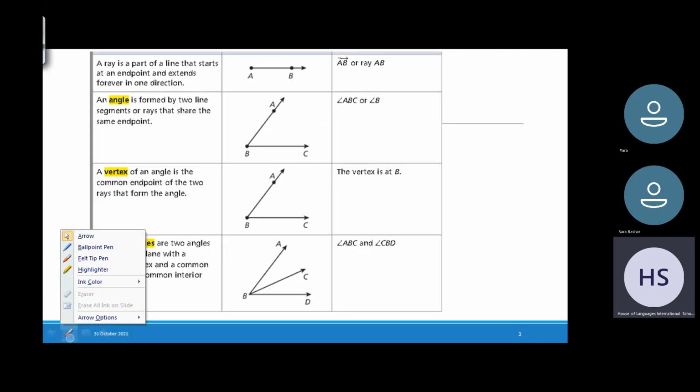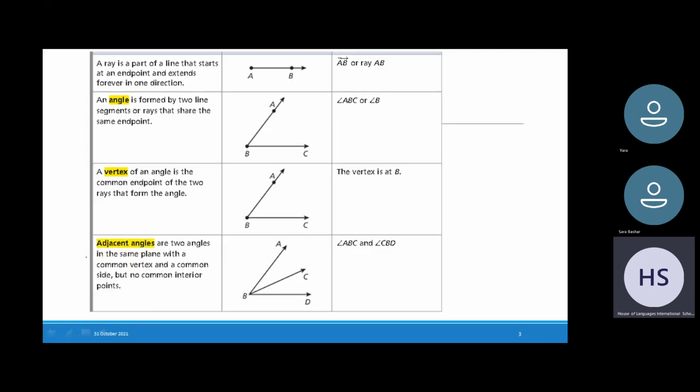But teacher, why shouldn't we consider this as an angle? Why can't we consider it as a line? The angle is between these two lines. The small one, okay. So this is the meaning of an angle.